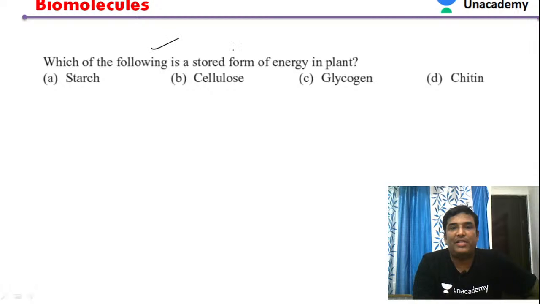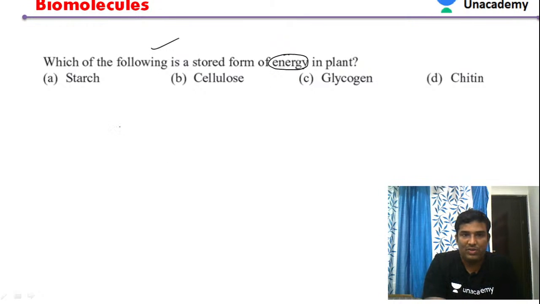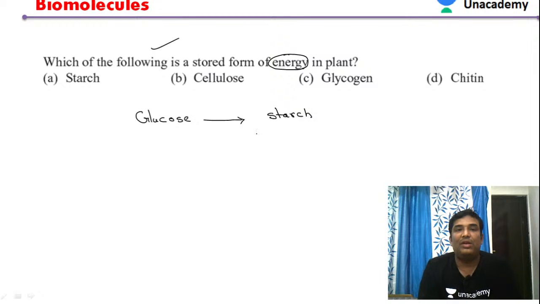Which of the following is a stored form of energy in plants? That was the question. When plants undergo photosynthesis, we know that they synthesize glucose. The excess glucose synthesized by the plant is stored in the form of starch. So in plants, the energy is stored in the form of starch.